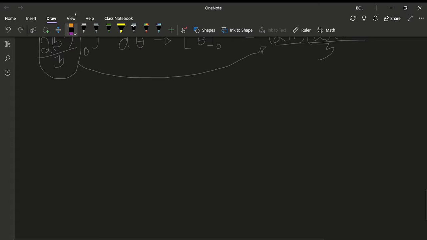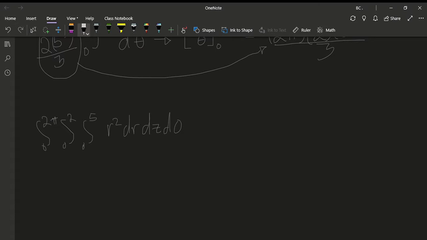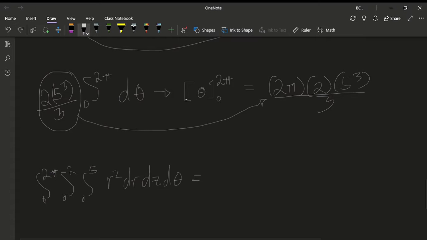let's write it out long form. We won't just use E, we'll use the whole thing. So 0 to 2 pi, 0 to 2, 0 to 5, and I'm messing up the order now because I can. r squared dr, dz d theta, is equal to this thing right here, which is 2 pi times 2 times 5 cubed over 3. And there it is. That's your final answer for the equation.